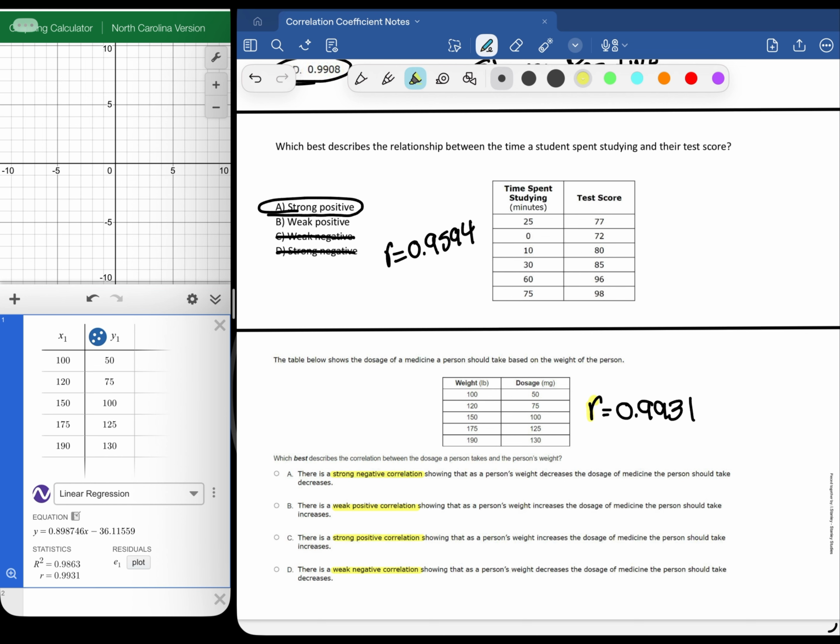Now looking at the R value that they got, we can tell that it's going to be positive. So that's one thing that we know just by looking at the number. Now let's look at the strength of it. This one is 0.99, closer to 1, so it's going to be considered strong. The closer to 1 it is, the stronger it is. The closer to 0 it is, the weaker it is. So we're looking at an answer choice that needs to be positive and strong. And when we look at that, the answer that we get is going to be answer choice C.